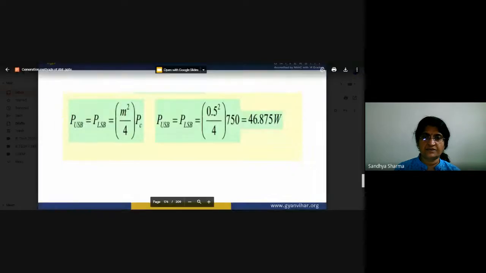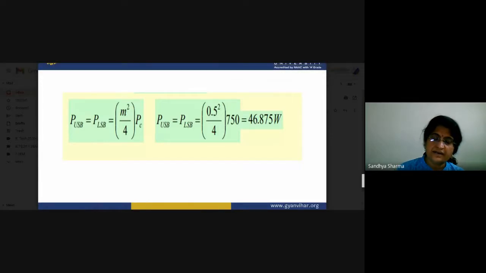Again, by using the total power, we can also calculate the upper sideband power and the lower sideband power, and that is equal to m²/4 × Pc. So you can see here.